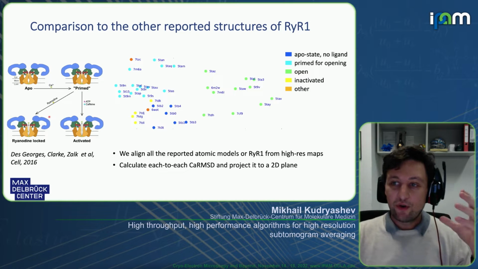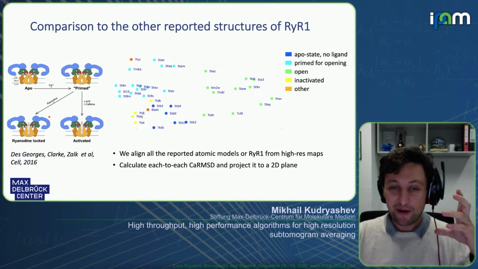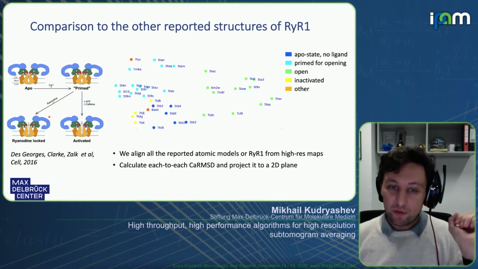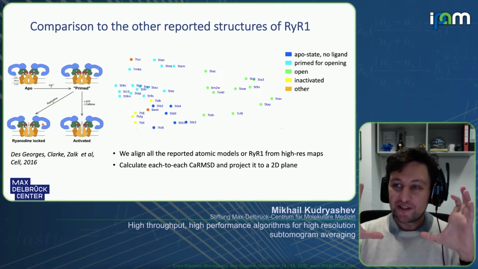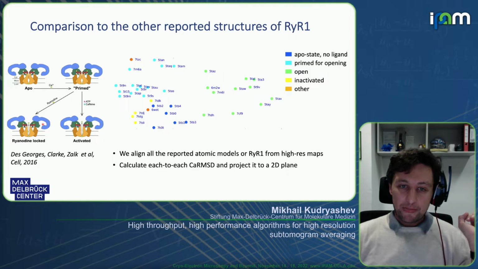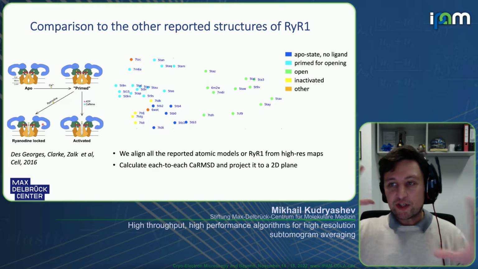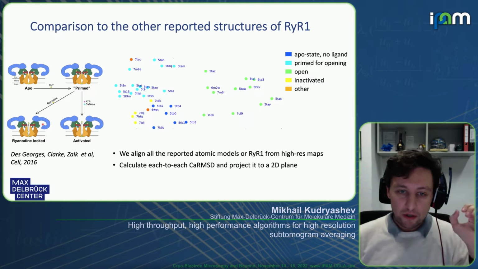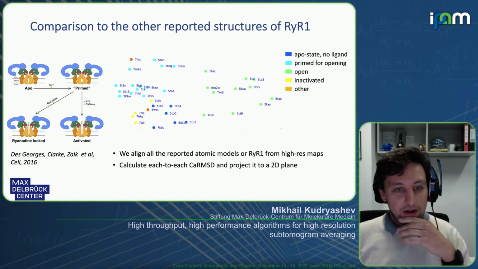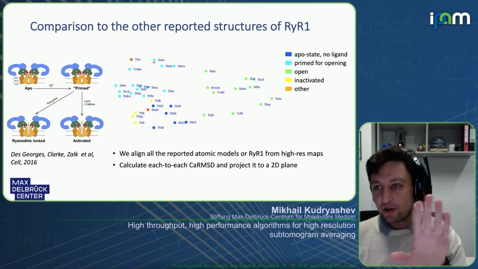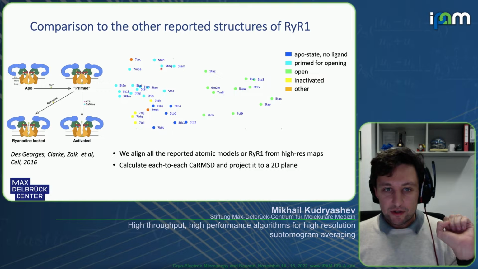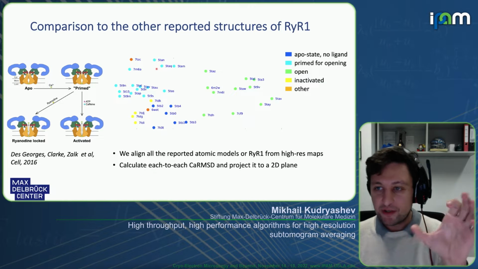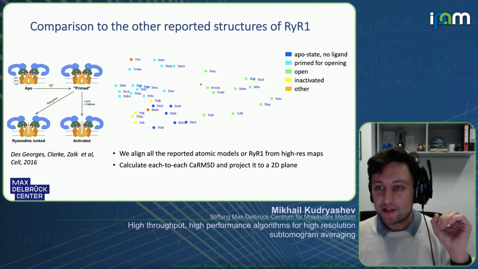So what we've done is take all the available atomic models from high-resolution cryo-EM maps, align them, and calculate distances and similarity between them. Then we projected this multidimensional space onto a 2D coordinate plane. Most of the covariance was in the first two principal components. Those structures that are close to each other are similar, and those that are far away are less similar.